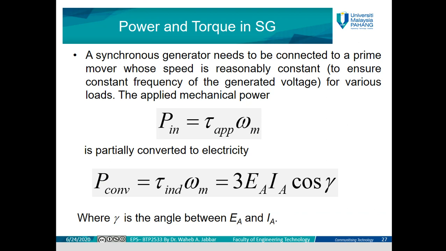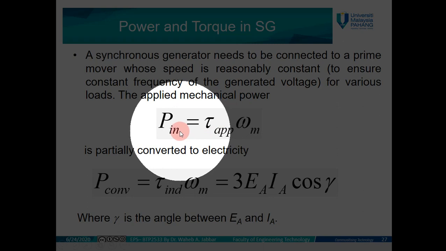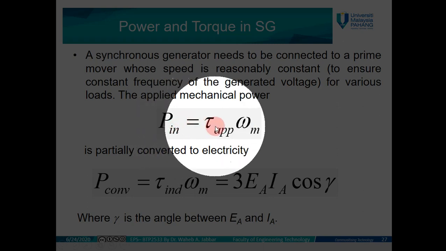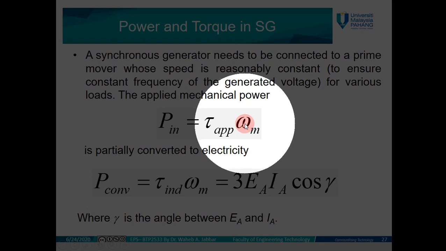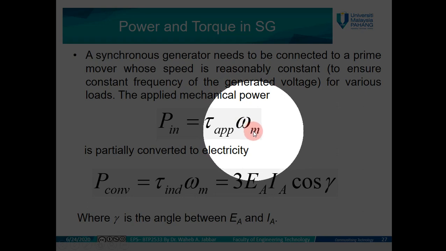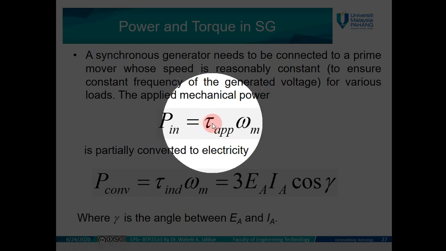So the input power to the synchronous generator, P_in, is equal to tau applied times omega m. The input power, which is mechanical power, equals the applied torque, tau, applied to the shaft of the synchronous machine, times the angular speed of the machine. The synchronous machine only has one speed, not two speeds like in the induction machine, which is omega m equal to omega s. So this is the input power to our synchronous generator.